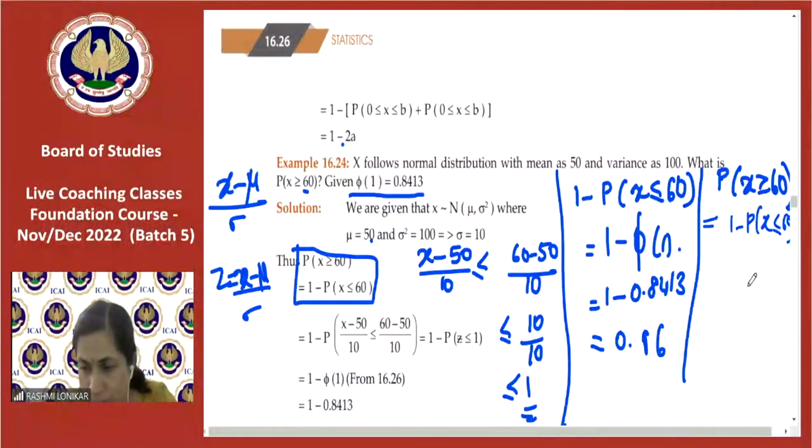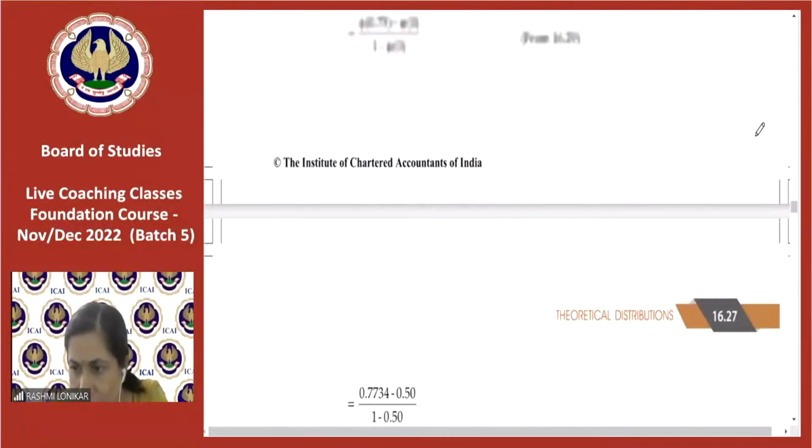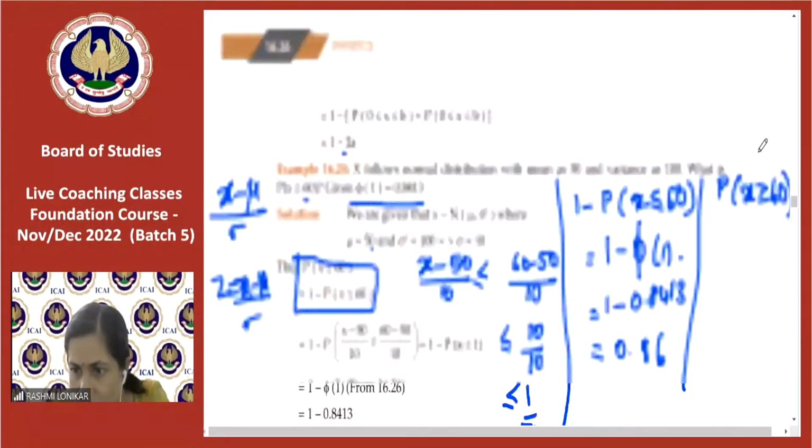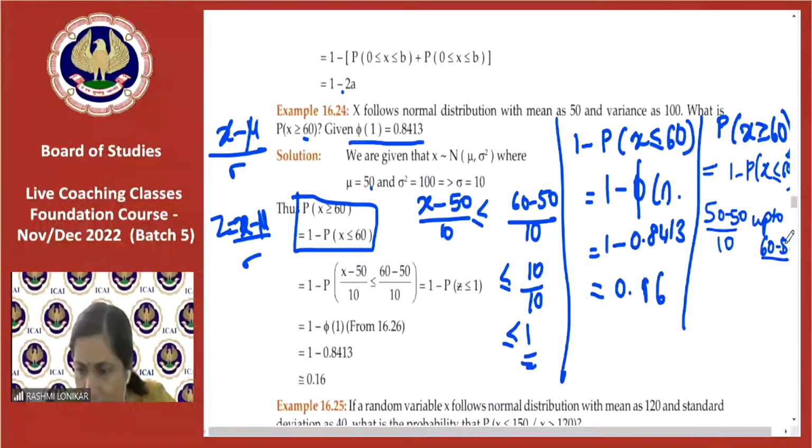So what is the situation here? x will be 0 to... Now if I write 50 minus 50 upon 10, up to where? Up to what am I going? 60 minus 50 upon 10. 50 minus 50 upon 10. 50 minus 50 is 0, 0 upon 10. So this is 0.